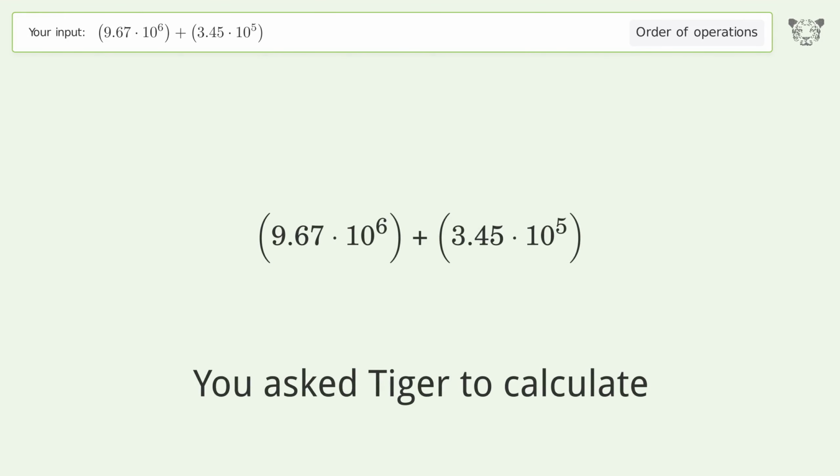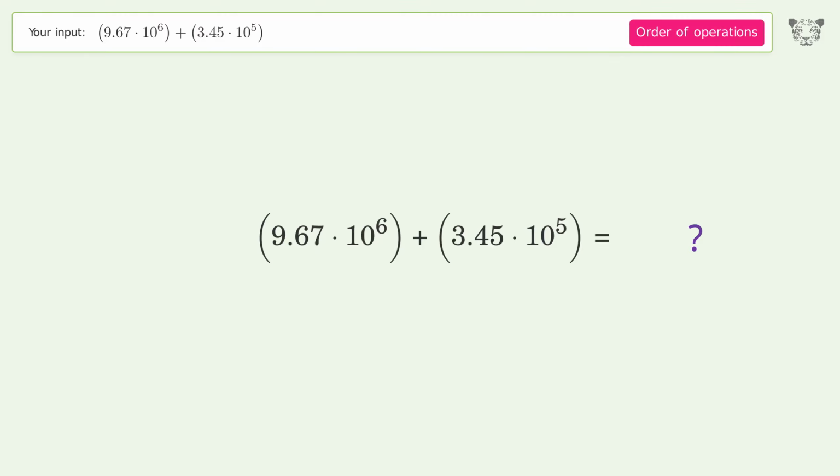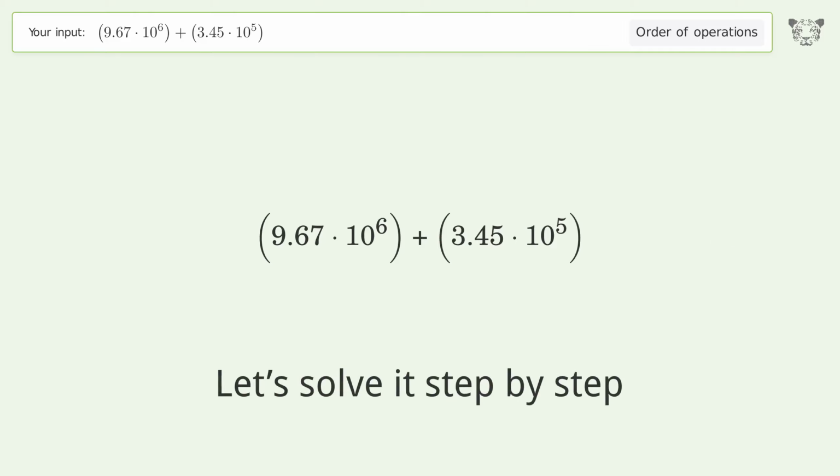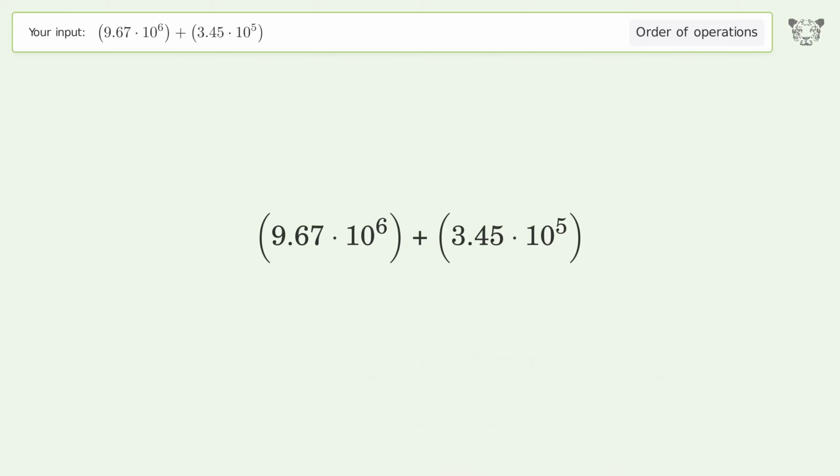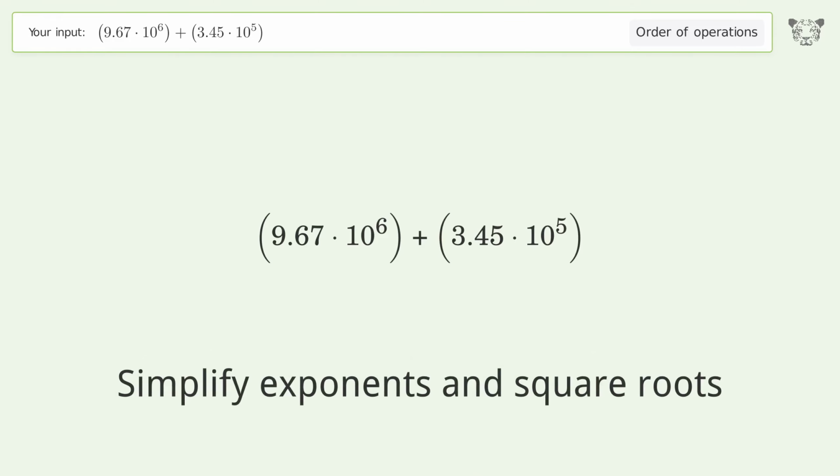You ask Tiger to calculate. This deals with the order of operations. The final result is 10,015,000. Let's solve it step by step. Calculate the expression inside the parentheses. Simplify exponents and square roots.